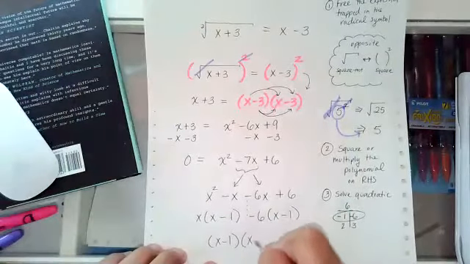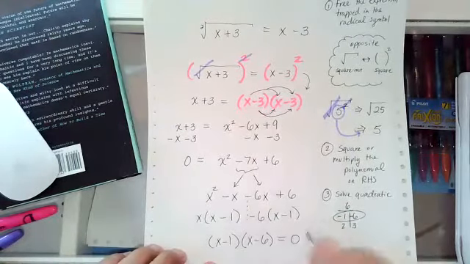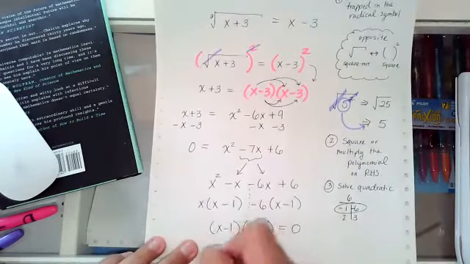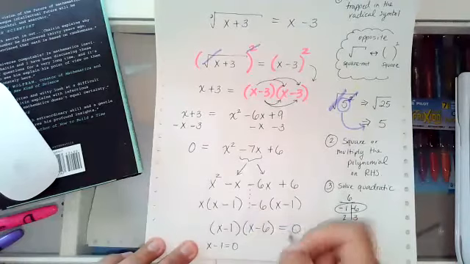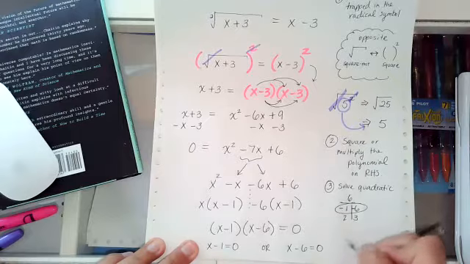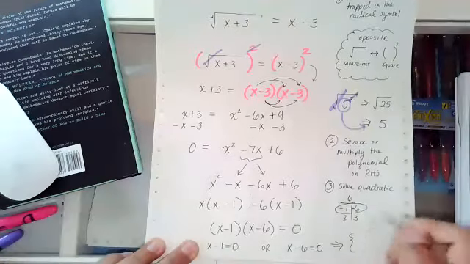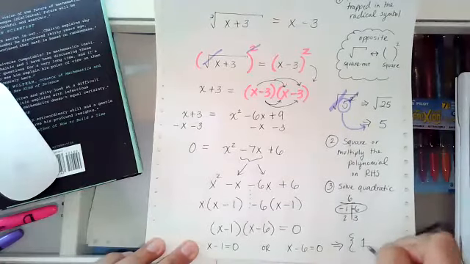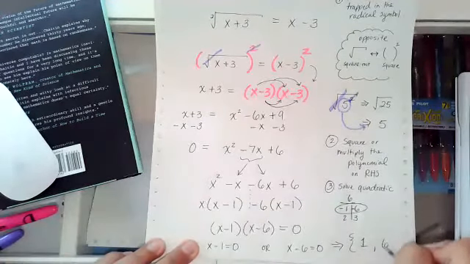So I'll have x minus 1 and x minus 6 equals 0, because we have the zero factor property to apply now. So x minus 1 equals 0 or x minus 6 equals 0. So that tells me that my solution set, if I solve these linear equations, will be positive 1 and positive 6.